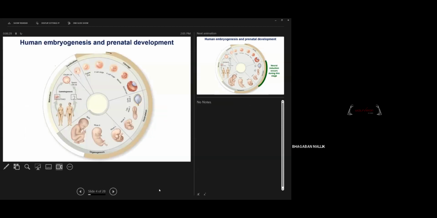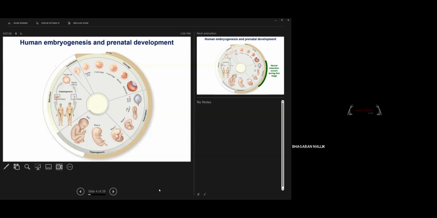Here is a schematic representation showing different stages of development in humans. It starts from the production of the ovum from the ovary, or sperm. Then you have the oocyte. Then the fusion of sperm and ovum results in a zygote. This is the fertilization step. Then the zygote develops into a two-cell stage, four-cell stage, or more. You have the morula stage in humans, but you don't have this stage in amphibians or reptiles.